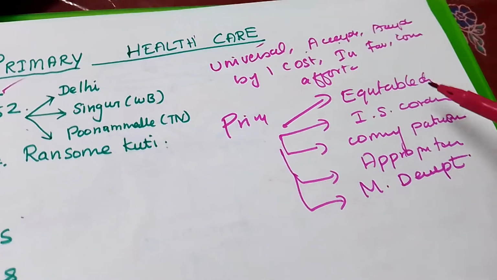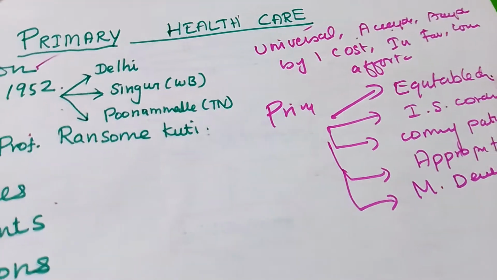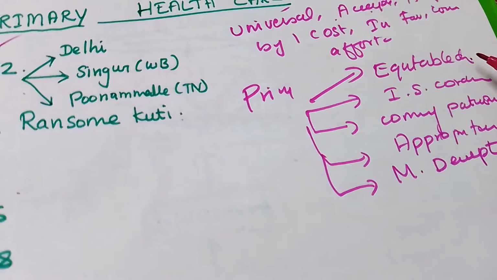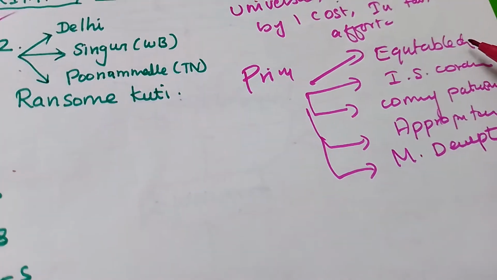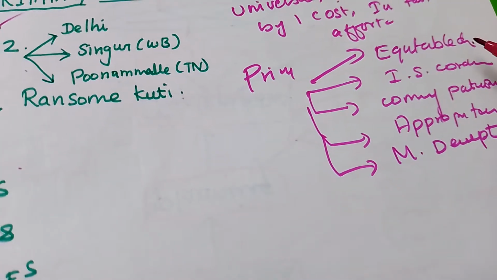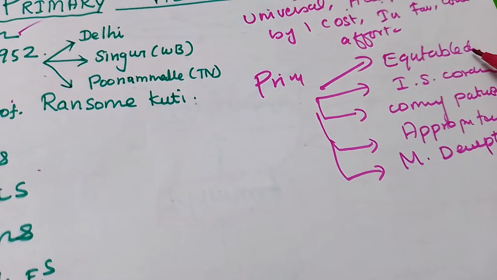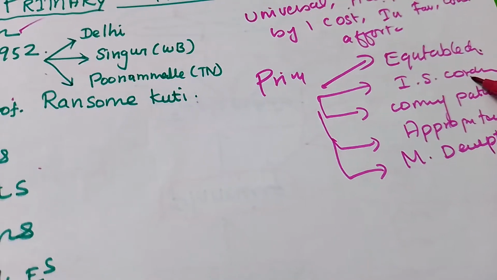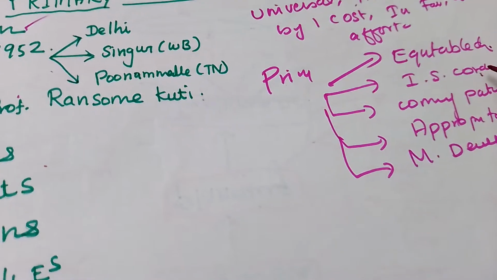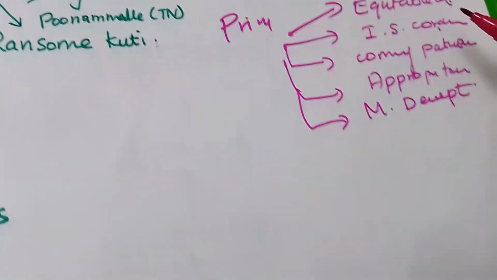Understand? So what is called equitable distribution? Without any caste or greed, anybody coming to the primary healthcare center gets equal healthcare services. Then intersectoral coordination. Health is not only the responsibility of the healthcare sector.